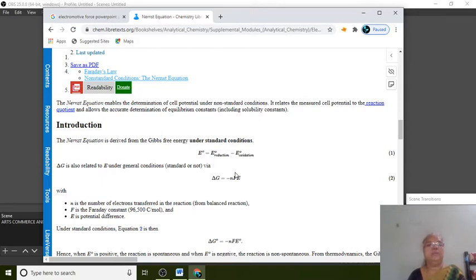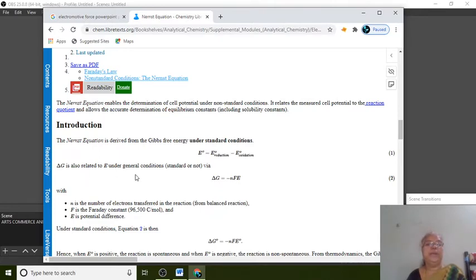You know, the Nernst equation is derived from the Gibbs free energy change under standard conditions. As per the IUPAC conventions, E0, that means the standard EMF of the cell, is equal to standard reduction potential minus standard oxidation potential, or simply you can write E0 equals ER minus EL, oxidation at left hand electrode, reduction at right hand electrode.